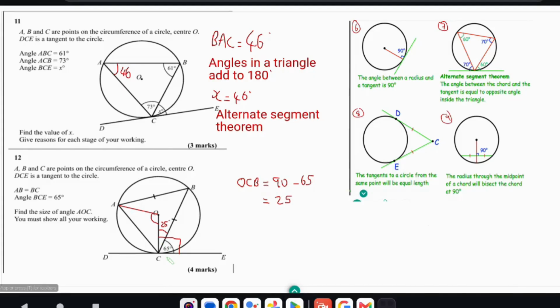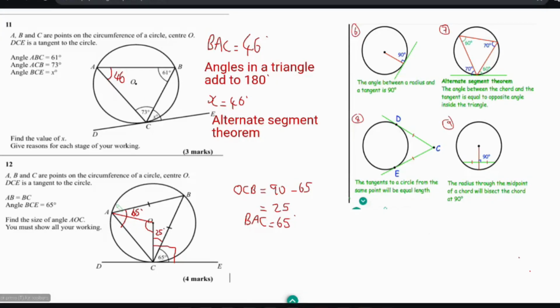We've also got the alternate segment theorem. Got a lot going on here. Can we see that the angle that's made from the tangent touching that length is the same as CAB, that one. That's 65 degrees. So we can say BAC is 65 degrees.